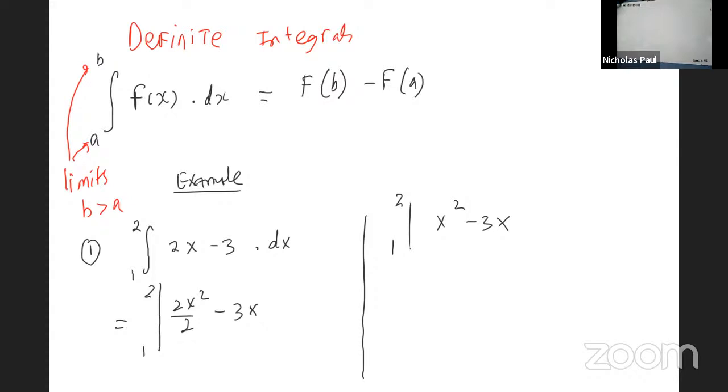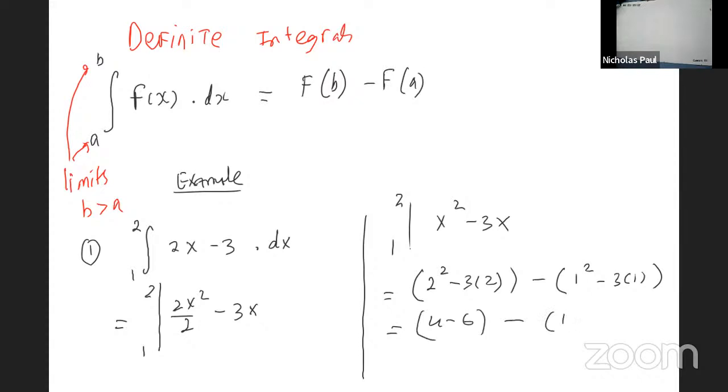So when you plug in 2, you'll get 2 squared minus 3 by 2. You have to work it out. And then you have to plug in 1: 1 squared minus 3 by 1. So this will be 4 minus 6, and this will be 1 minus 3. So this will be minus 2 minus minus 2, which gives me 0. And that's kind of lame. We get 0.